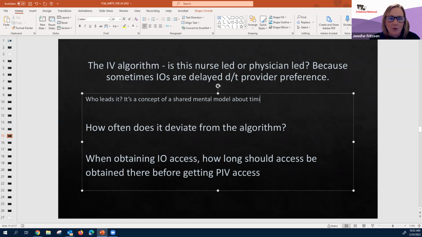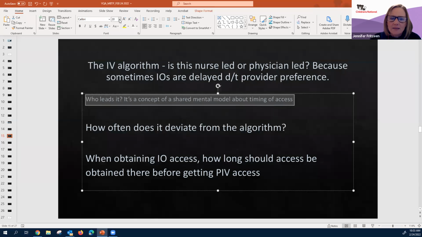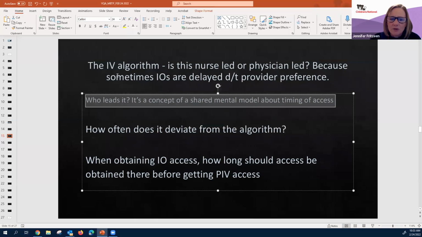Shared mental model, that's a great way to put it. And so we've never determined, is this a nursing-led algorithm or a physician? I would say it is kind of one of those team decisions that we can kind of peer check with each other.